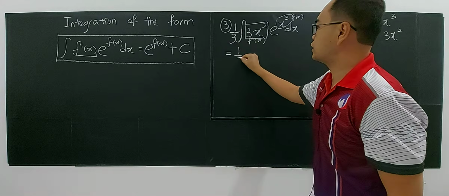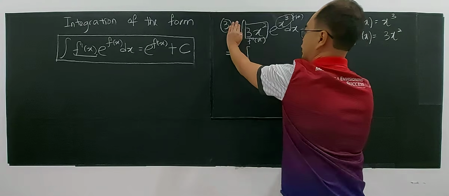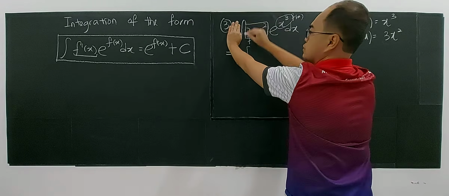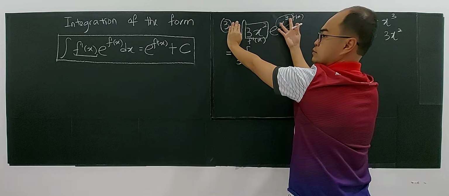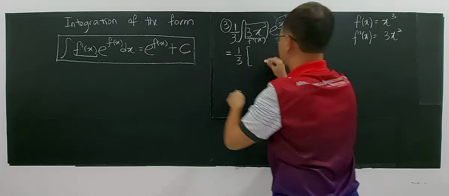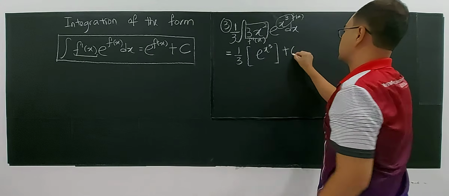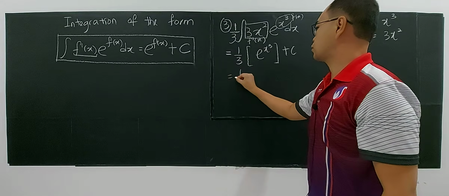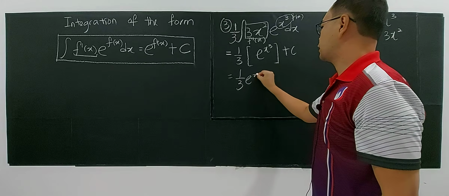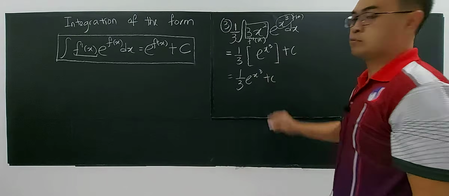Then the 1/3 is outside, right? 1/3 is outside. Let's consider this f'(x) e^f(x). So you can apply the formula straight away. You write e^(x³) + c. So your answer is 1/3 e^(x³) + c.